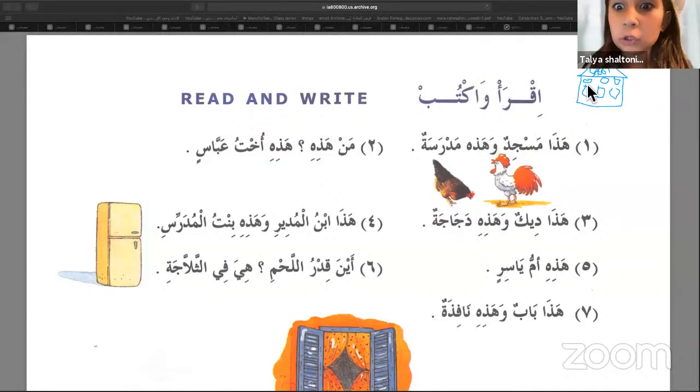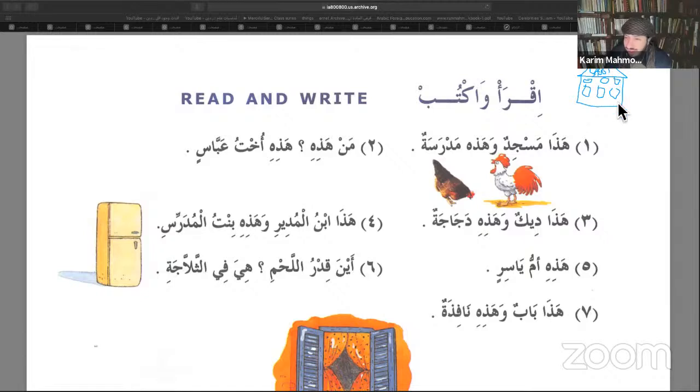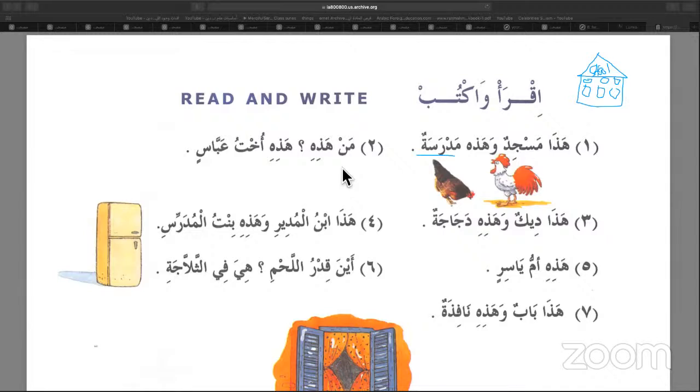School. Okay. So this is Noura's school. Look at it. It's for crazy people. Look, see? All right. وهذه مدرسة means what? This is a school. Madrasa means school. Crazy people who want to jump out the window. Let's go to the next one.